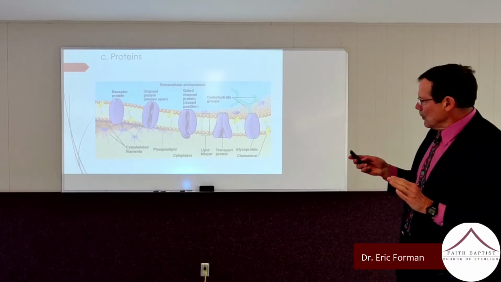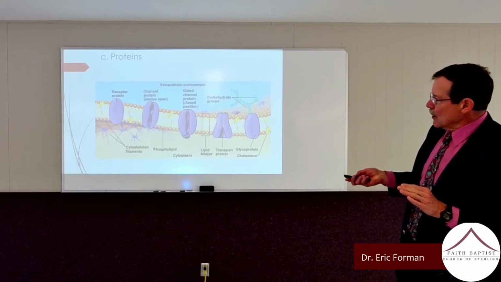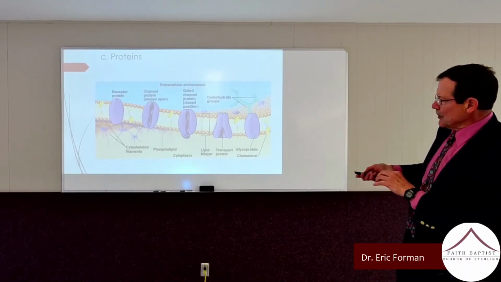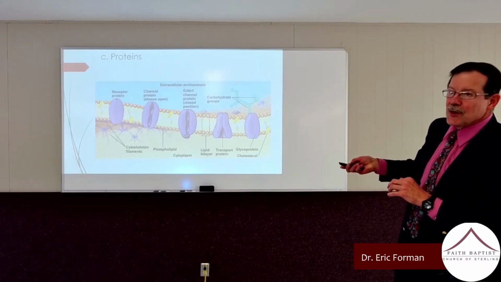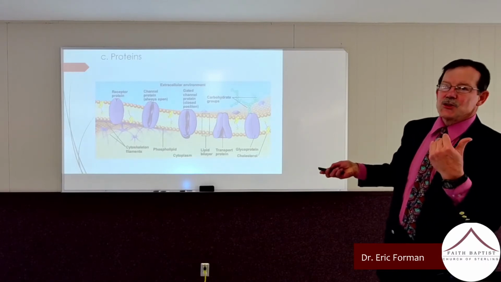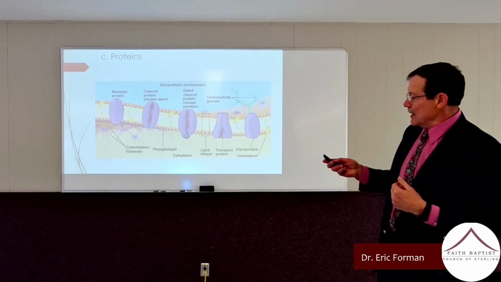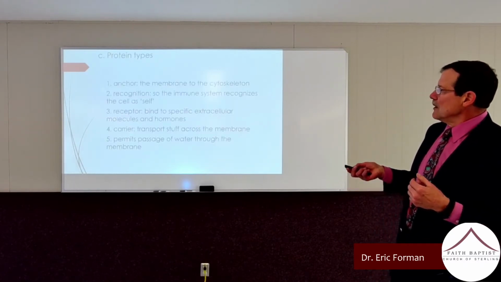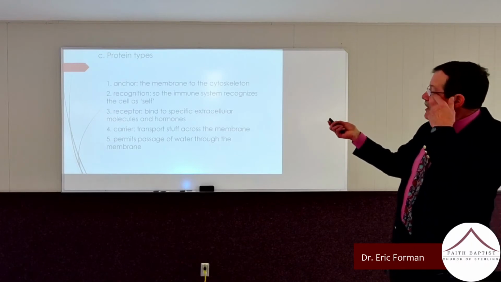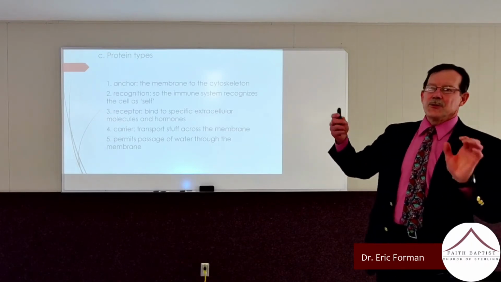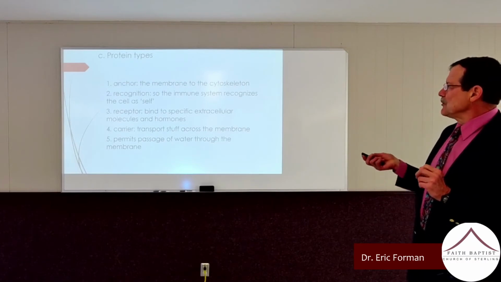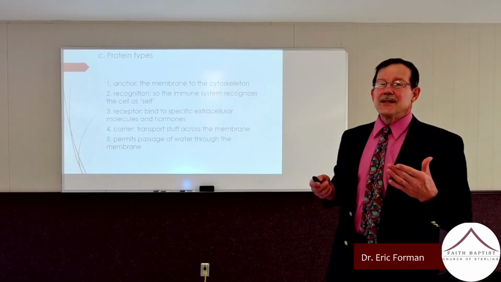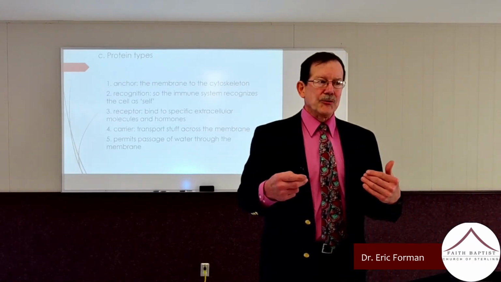Okay? So what we have right here, where you have this cytoskeleton that goes throughout the whole inside, they have to attach to the cell membrane, and they attach to proteins that sit on the inside. So the anchor proteins allow the cytoskeleton to attach to the membrane. Recognition proteins, so the immune system recognizes the cell as self.